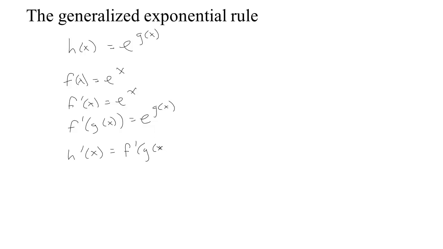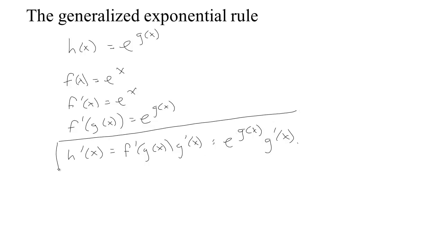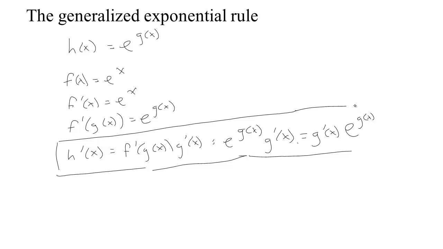So if we put that all together, h prime of x is going to be the derivative of the outside evaluated at the inside times the derivative of the inside. But the derivative of the outside evaluated at the inside is going to be what you originally had, e to the g of x, times g prime of x. So this is just a special case where the outside function is the exponential function. Maybe for safety's sake I should turn around and write g prime of x times e to the g of x. It's up to you.